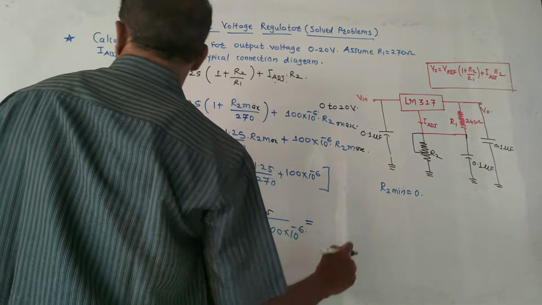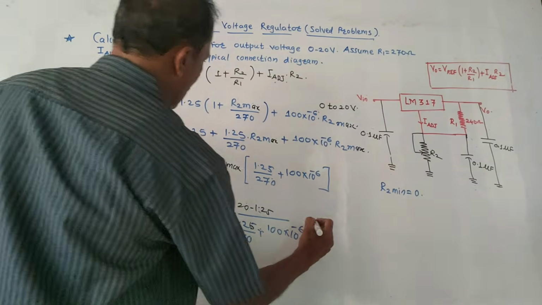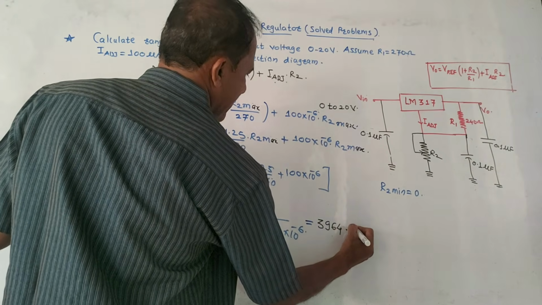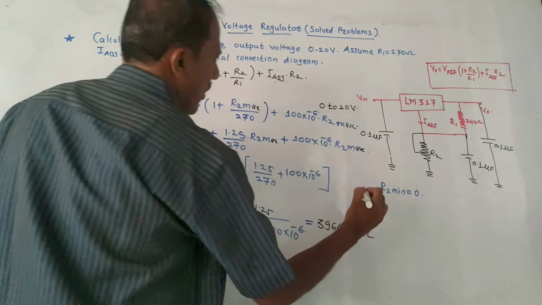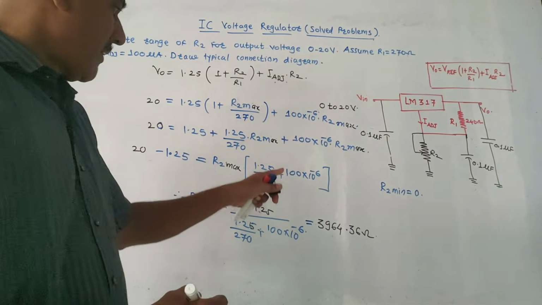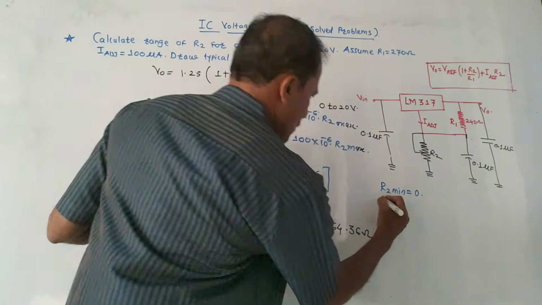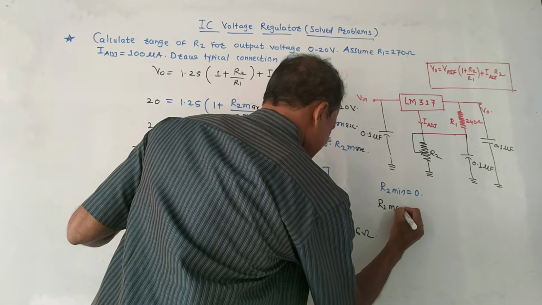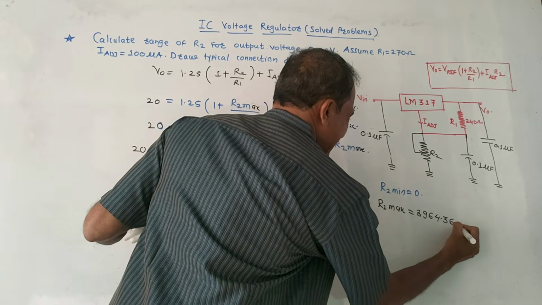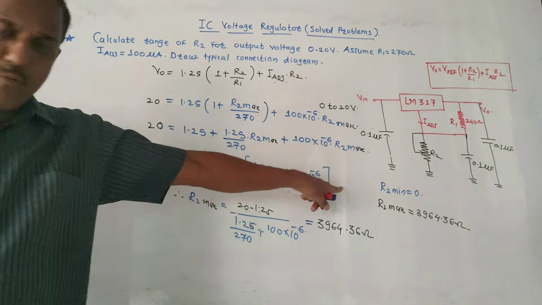So if you solve this using a calculator, then this value will be 3964.36 ohm. That is 3.96 kilo ohm. So this is the range. So R2 max is now 3964.36 ohm. This is the range of R2.